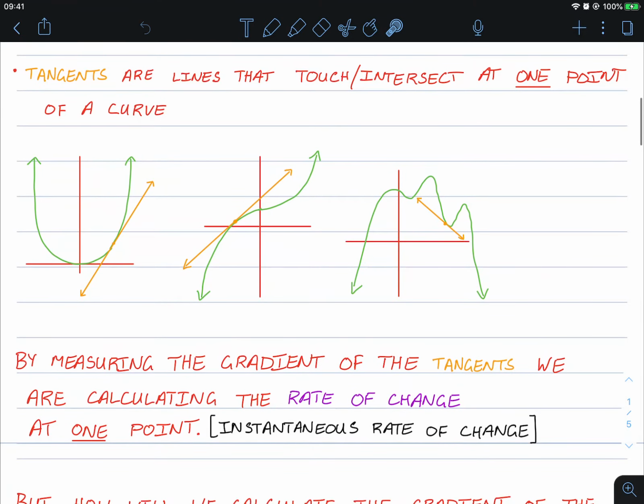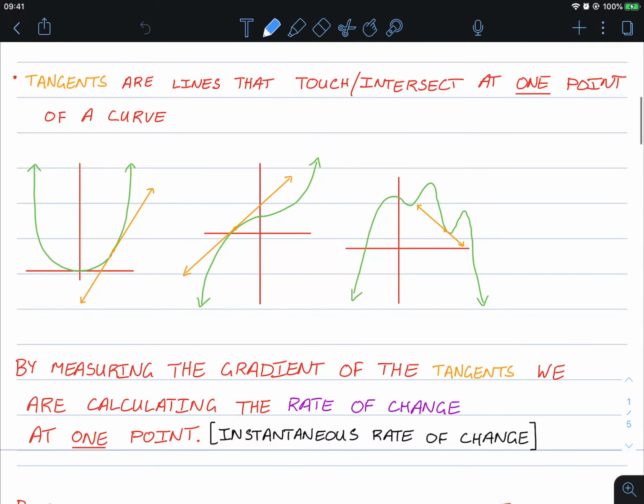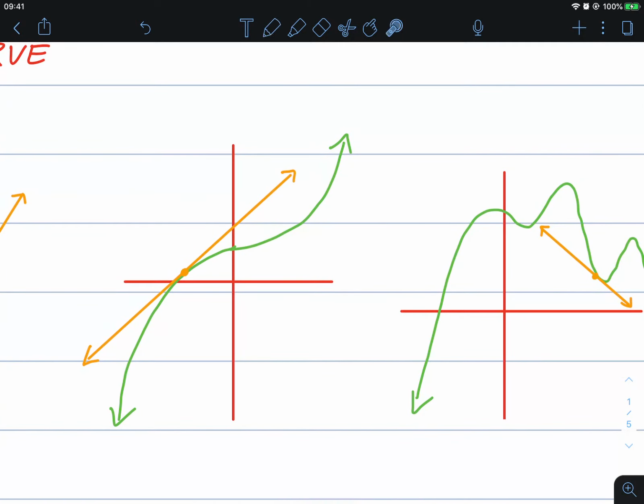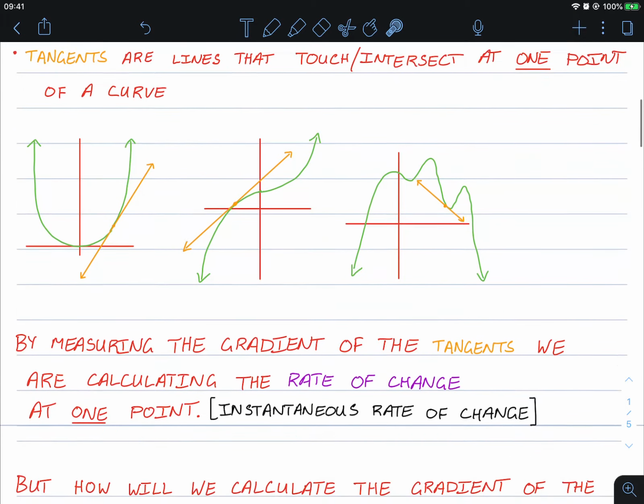By measuring the gradients of the tangents, we are calculating the rates of change at one point. This would be called the instantaneous rate of change. So in comparison, before we found the rate of change between two different points like this, so those two points, but that was the average rate of change. We're now finding the exact rate of change at this very point. Hence why it's called the instantaneous rate of change.